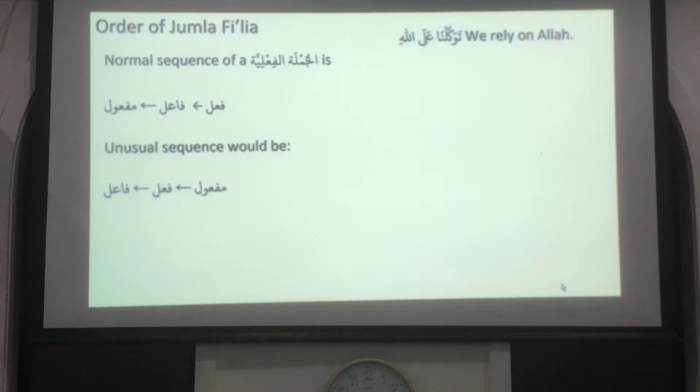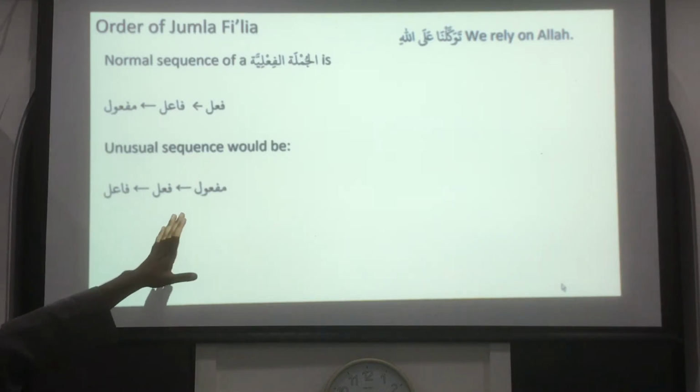So tawakkalna means we rely on Allah. Here the word tawakkalna is a fail and alallahi is a maful. So we rely, and tawakkalna has the we inside it, so it's after the fail. So all these three are in normal order. So this is why you translate this way.